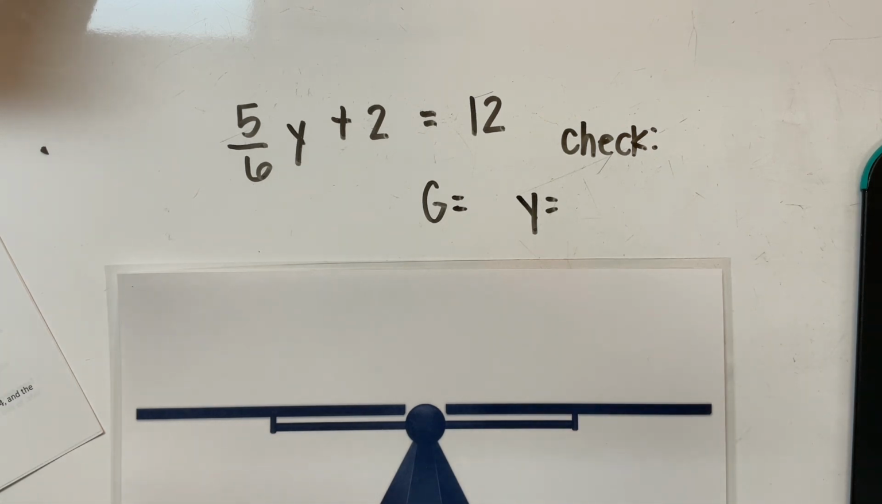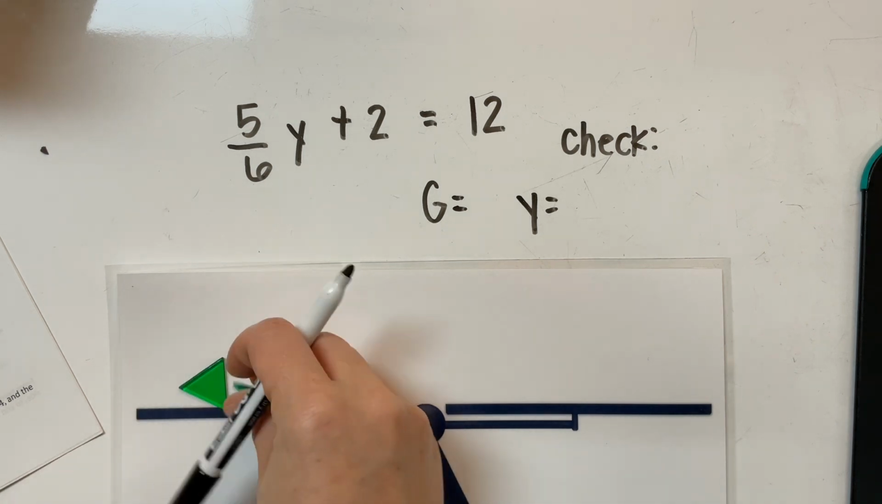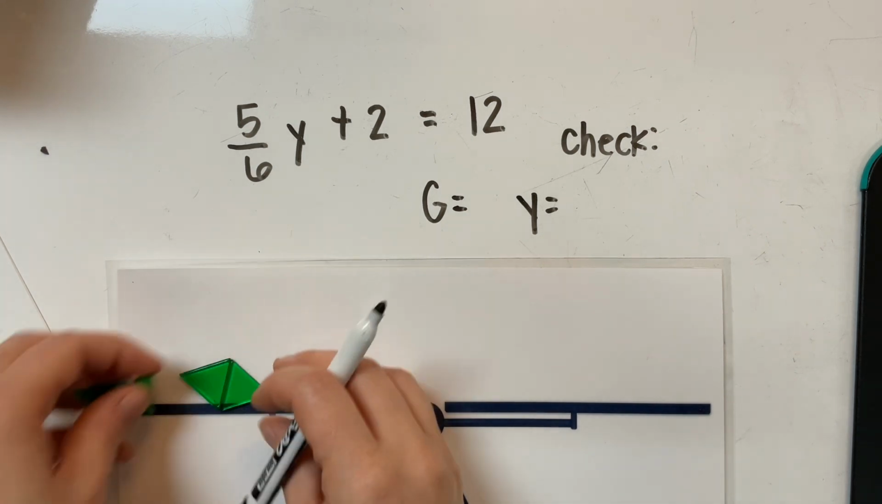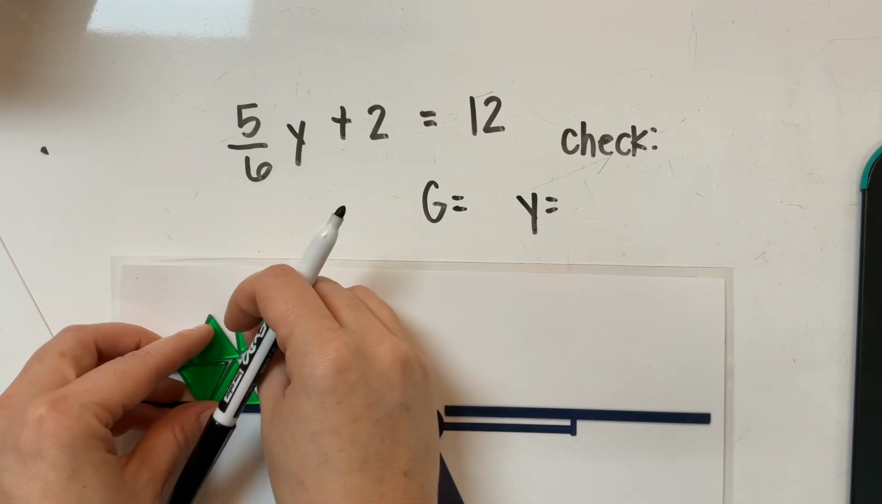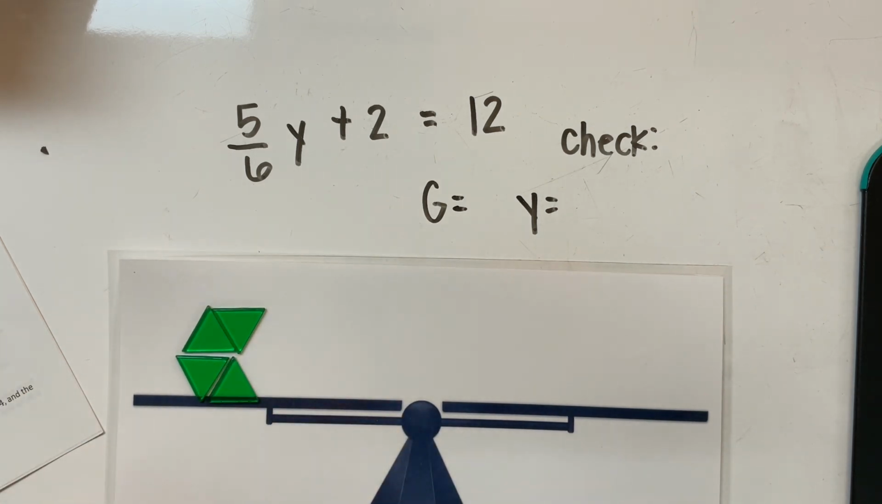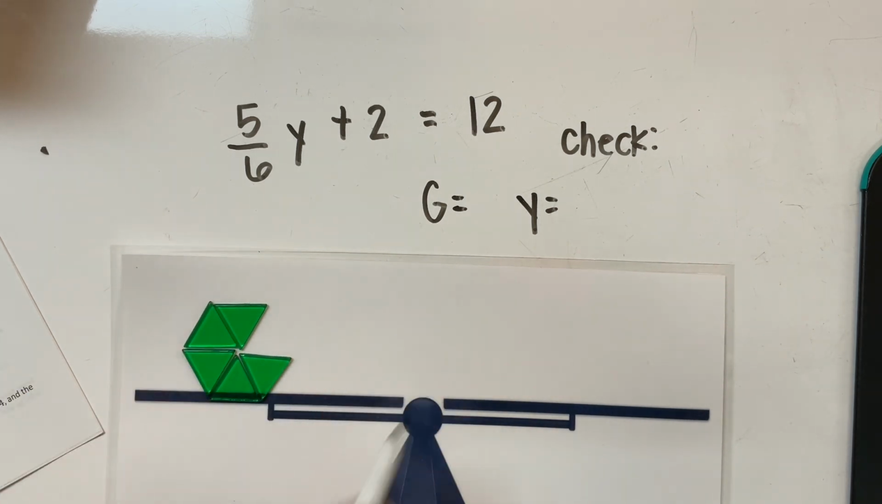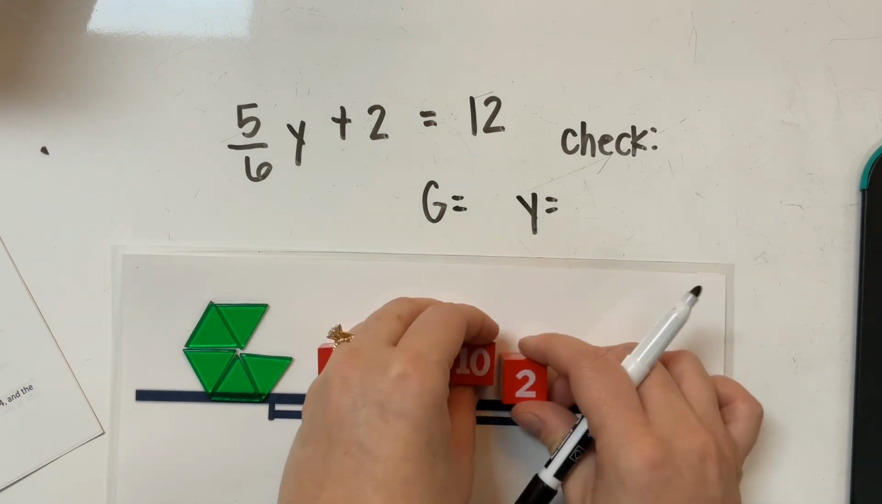If I'm going to set them up, we have 5/6. 3, 4, 5. Okay. And then we have a 2, so we're going to grab our 2 cube. And then on the other side, we have 12. So we're going to go ahead and make 12 with our cubes. So this is what the side looks like.